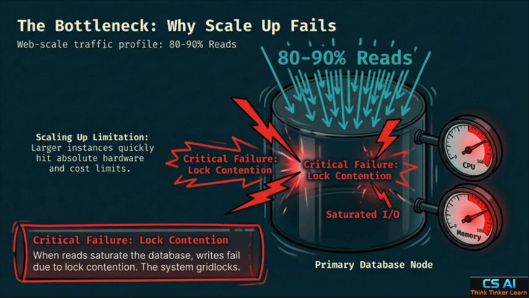To understand why we scale reads, we have to look at why scaling up, or vertical scaling, eventually fails. Most web-scale traffic profiles are heavily skewed, with 80 to 90% of traffic being reads. On a single primary node, these reads compete with writes for resources. The critical failure here is lock contention. When your reads saturate the CPU and memory, writes begin to fail because you can't acquire the necessary locks. The system hits a gridlock that no amount of expensive hardware can fix.